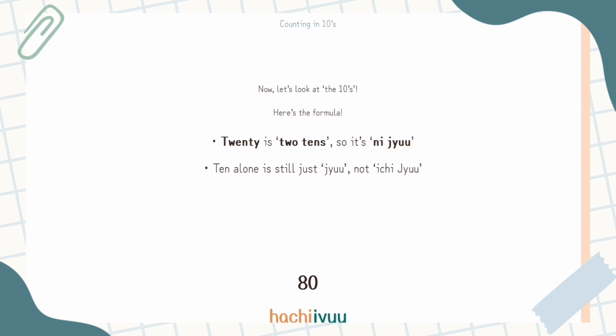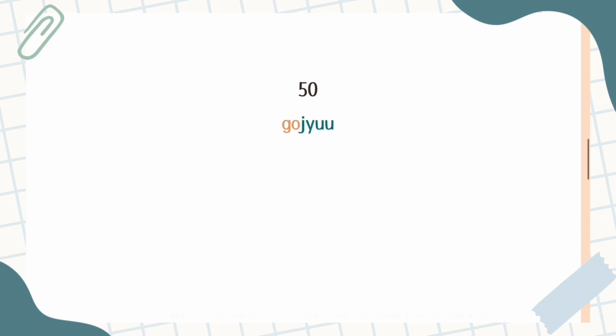Okay, step 2, counting in tens. Now let's look at the tens. Here is the formula. 20 is 2 tens, so it's niju. 10 alone is still just ju, not ichiju. So please do not say something like ichiju, especially when we get to the hundreds. I think a lot of people get really tempted to say ichihyaku for 100. For most of their ones, like 1,000, 1 million, etc., they generally use ichi, but 100 is not ichihyaku, it's just hyaku, etc. Anyway, so let's go through this one.